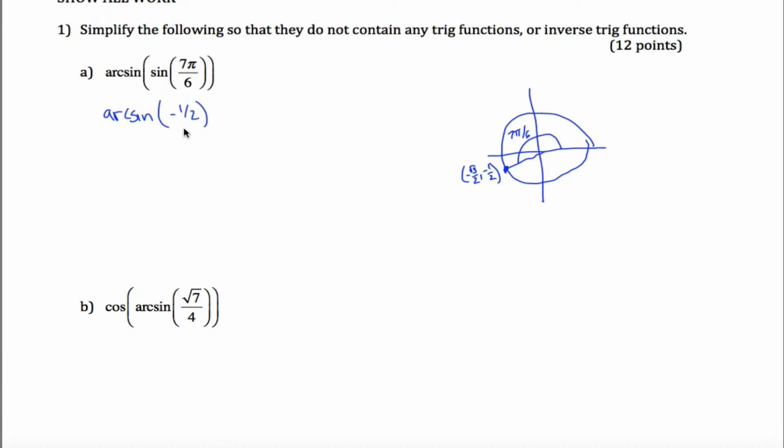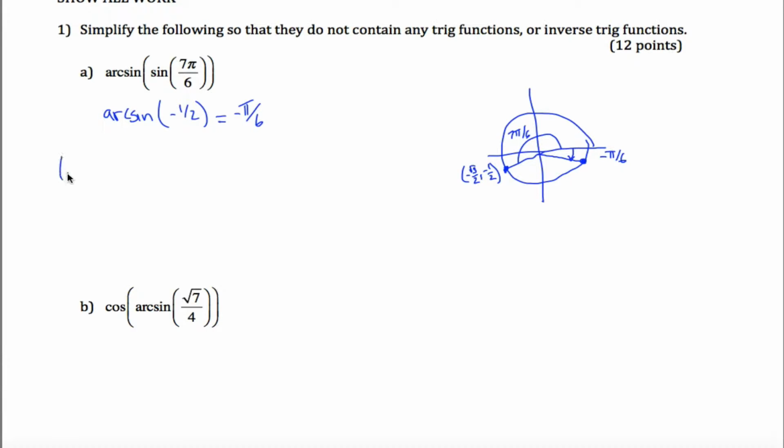So the arc sine of -1/2 is asking you for the angle that is between -pi/2 and +pi/2, for which the sine of that angle is -1/2. So the point where that happens is kind of somewhere over here. And so what the question is asking you is, what is this angle here? Well, that angle there is -pi/6, if we want this y-coordinate to be -1/2. So the answer to this question is -pi/6.